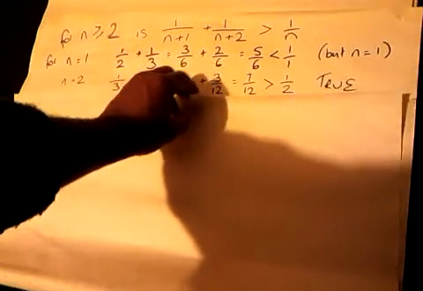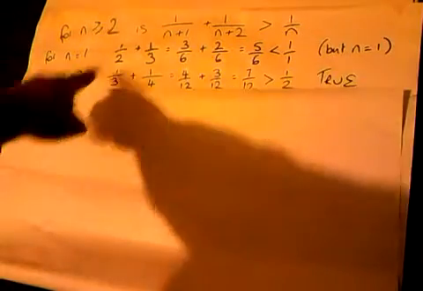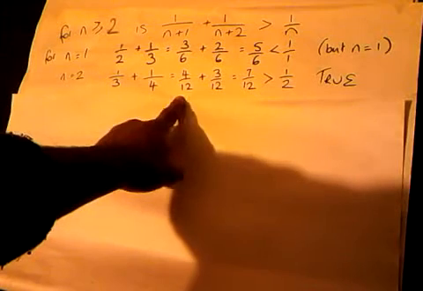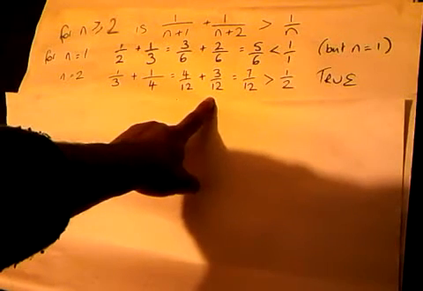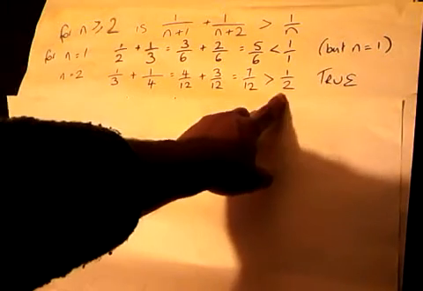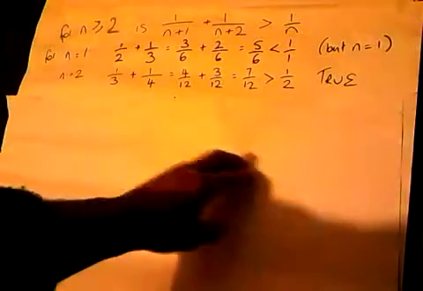So let's plug in the value of n for 2, and you get 1 over 3 plus 1 over 4, which is equal to 4 over 12 plus 3 over 12, which is 7 over 12. And n is equal to 2, so 1 over 2. So is 7 over 12 greater than 1 over 2? Yes, it is. So it's true for that value.